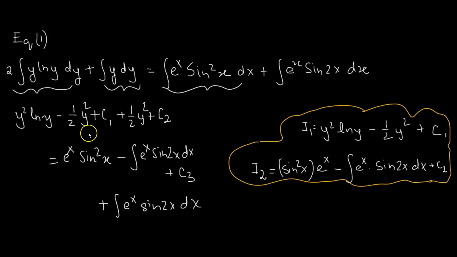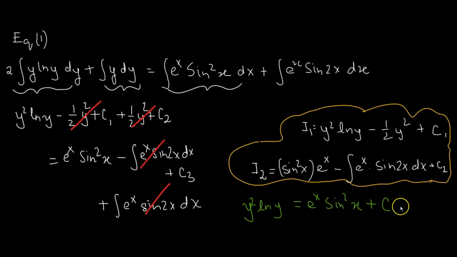So there are a couple of terms that will get cancelled out. The second and the third term on the left hand side, and similarly this term and this term get cancelled out, and our final result will be y squared natural log of y equals e raised to the power of x times sine squared x plus the combined constant of integration of all the constants of integration, giving us c, and this is the required solution to the given differential equation. Let's move on to the next problem.